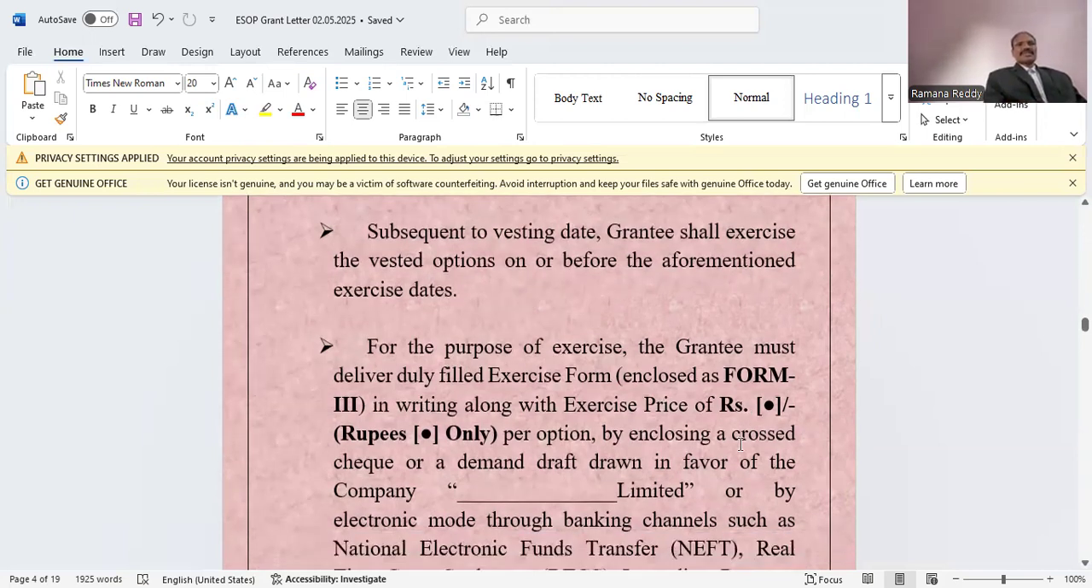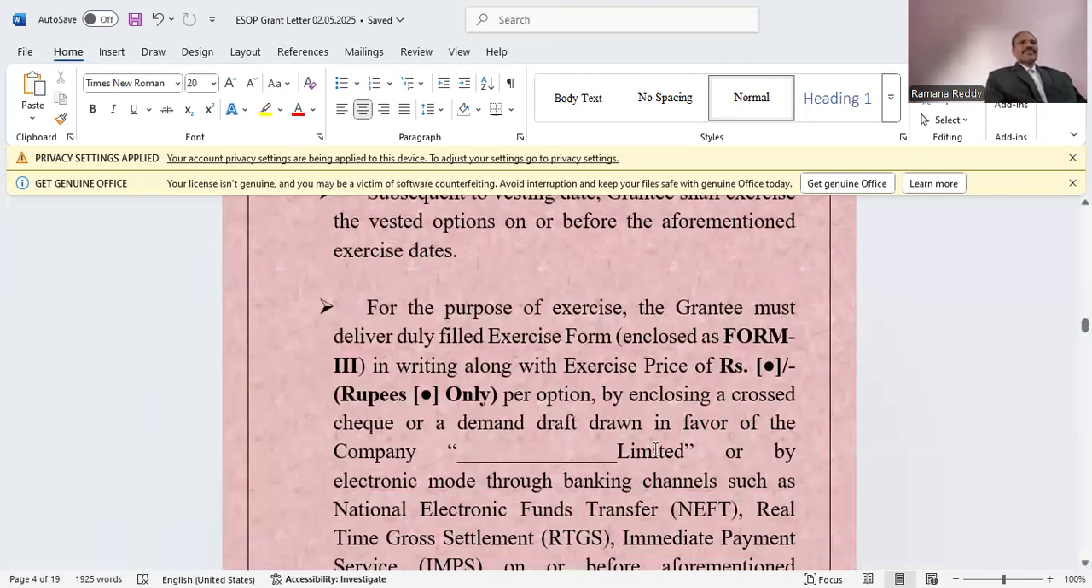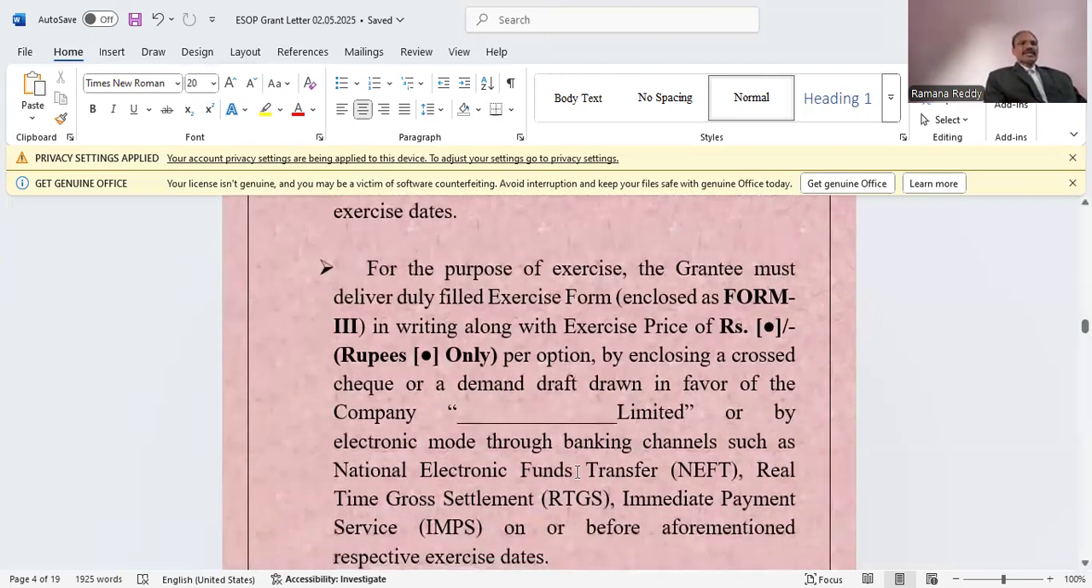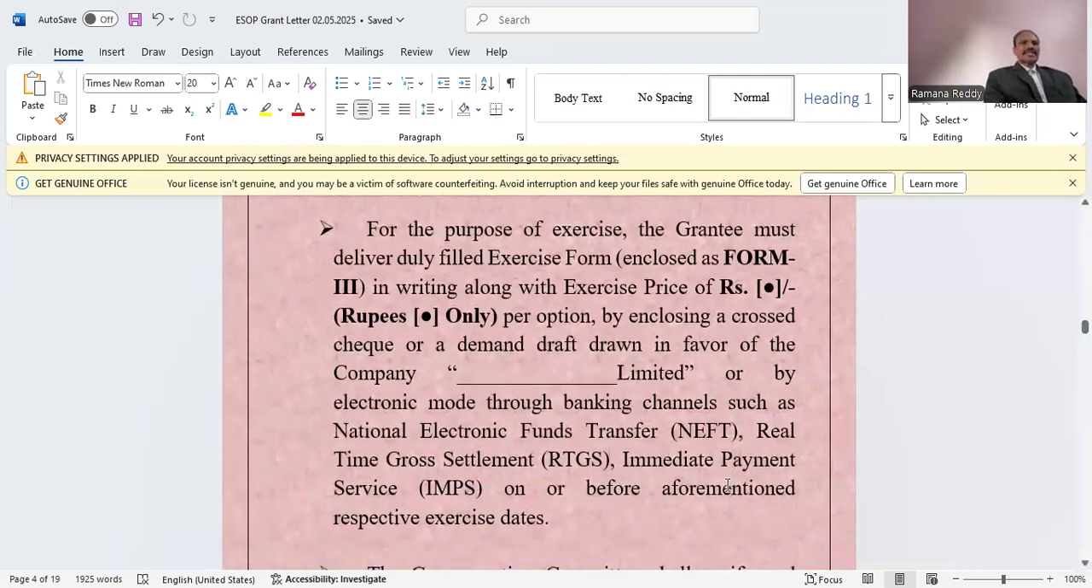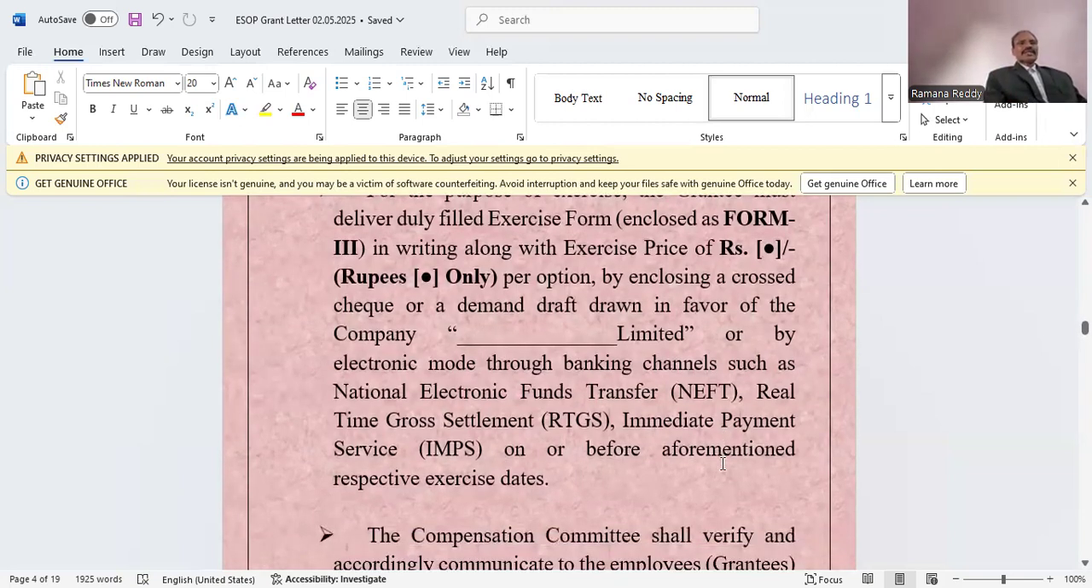We said, for example, the exercise price is the face value of 10 rupees. It depends, the company can decide. It should be an attractive price only. By enclosing a crossed cheque or a demand draft, or by electronic NEFT transfer or RTGS transfer, whatever is convenient, we will give all the options in the offer letter. So you can do that. He has to pay the money.